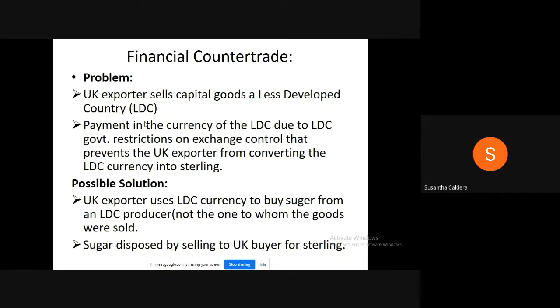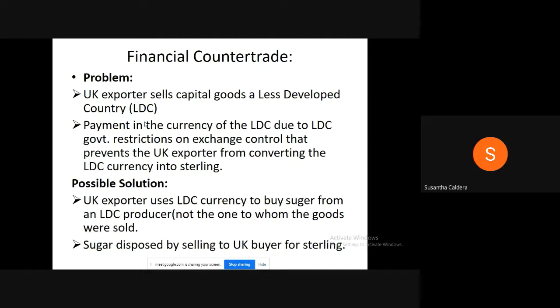A UK exporter sells capital goods to a less developed country. Capital goods are, we'll say, mining equipment, machinery, right? Those heavy machinery, they sell it to a less developed country, an LDC. A less developed country is an African country. Payment is in the currency of the LDC, but due to LDC government restrictions on exchange control, that prevents the UK exporter from converting the LDC currency into sterling. Because of that, it is not a convertible currency.